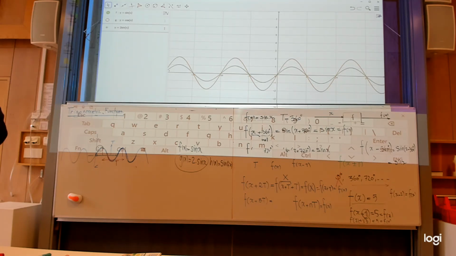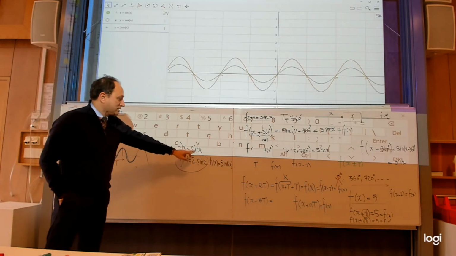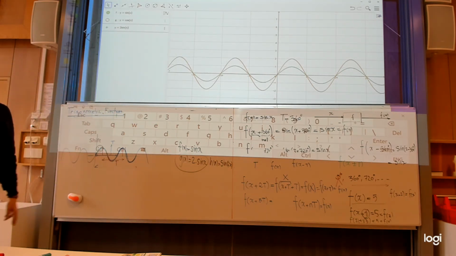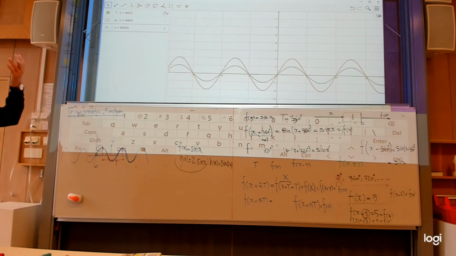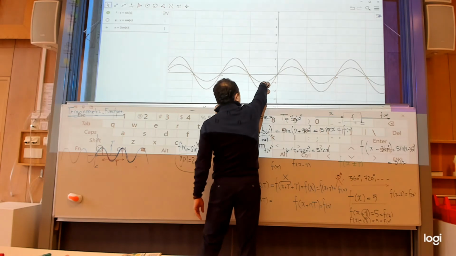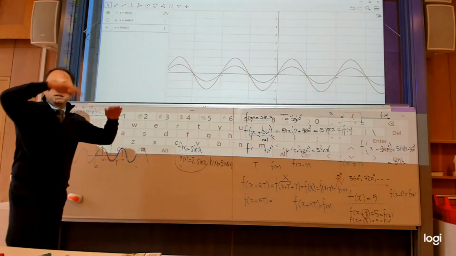Yes. So let me ask you, what is the maximum value of sine x? The maximum is 1. What's the minimum value? Minus 1. You see that the top part of the green graph is at most at height 1, and the lowest one is at height minus 1. So the maximum is 1, the minimum is minus 1.